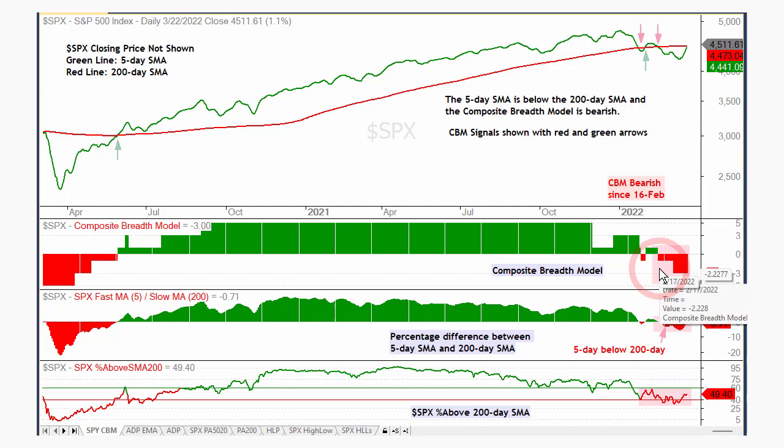Regardless of what's happening in Ukraine or in the world or with inflation, this tells me what's happening underneath the surface in the stock market. And right now, the composite breadth model is bearish.